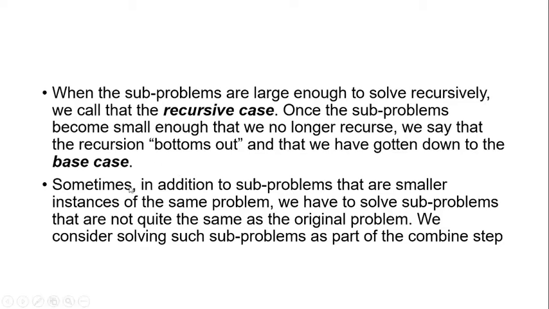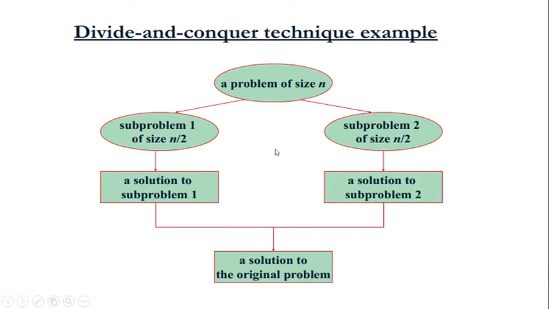Sometimes, in addition to the sub-problems that are smaller instances of the same problem, we have to solve sub-problems that are not quite the same as the original problem. As I said, let's say here the sub-problem is n by 2, and this is also n by 2. The solution will be similar for it. But let's say if this is n by 3, then how much will the remaining be?